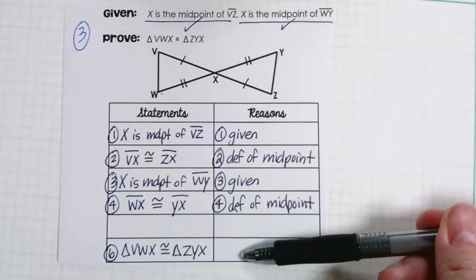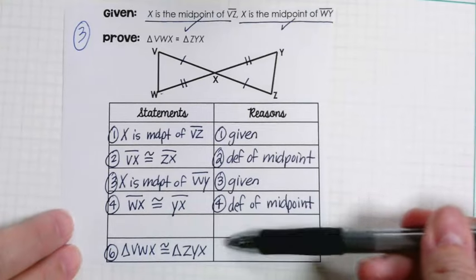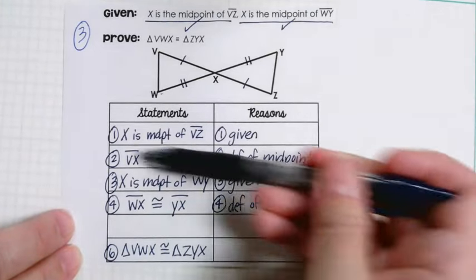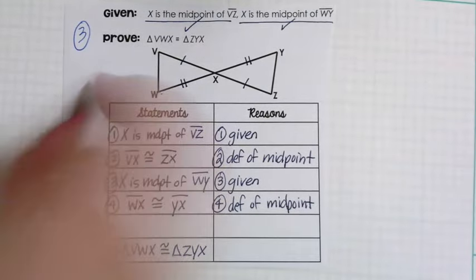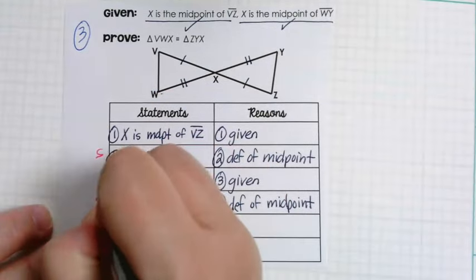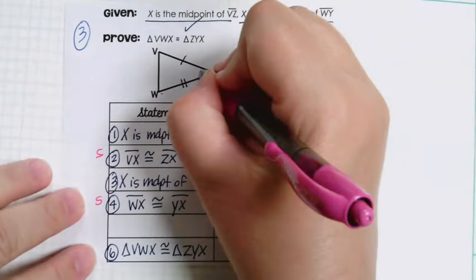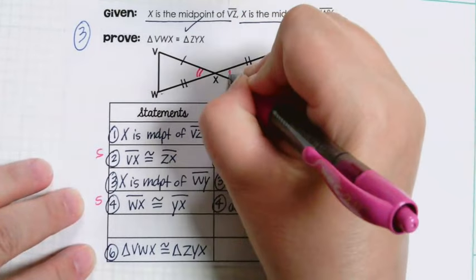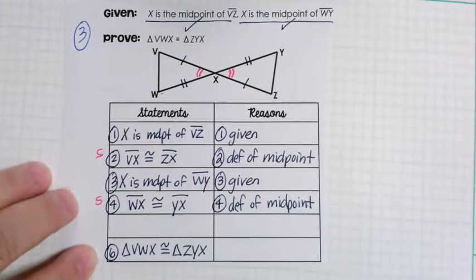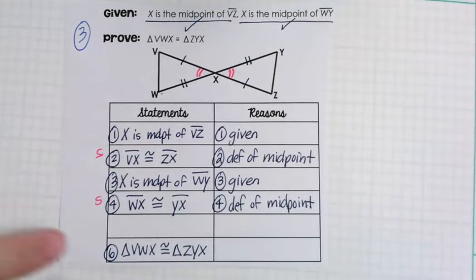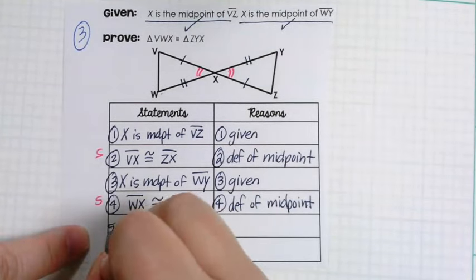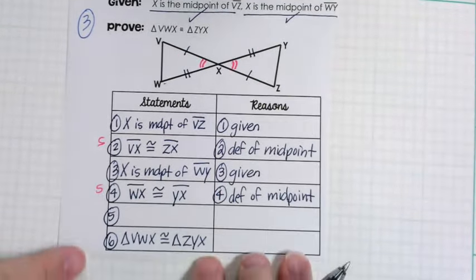So in this particular case, I need to figure out what else I know because I've only got a pair of sides and a pair of sides. I got to have three pieces of information. I only have two right now. What else do I know here? Yes, I have a pair of vertical angles right here and here. Vertical angles are always congruent. So I can say that those two angles are congruent by vertical angles.